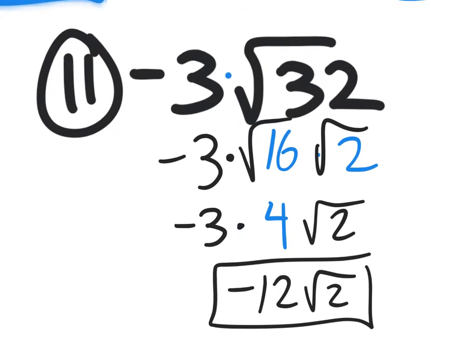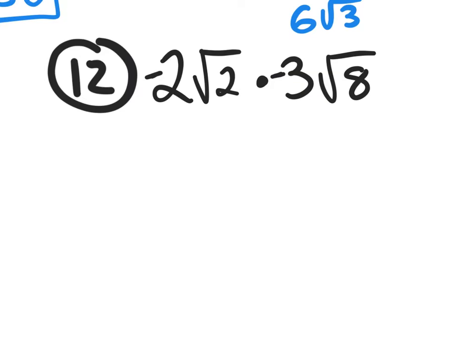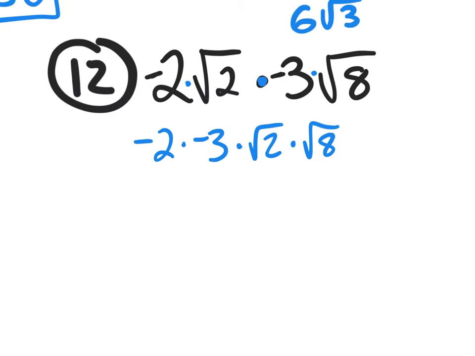Let's try number 12. Okay, keep in mind that it's all pure multiplication. What do I mean by that? I have negative 2 times the square root of 2 times negative 3 times the square root of 8. So you could just rearrange things. Okay, so let's go negative 2 times negative 3 and then put times square root of 2 times square root of 8. Okay, now we also have the option, there's many roads to the same place. You could take this 8 and break it down to 4 times 2 and then continue working.